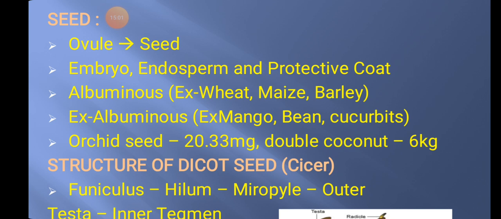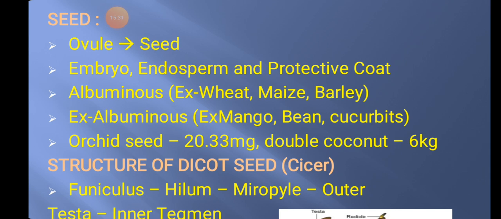Next, in the seed there is the embryo, the growing part, then the endosperm, the nutritive part, then the protective outer coat. These three things are present. If the nutritive content in the seed is more, it is an albuminous or endospermous seed. Examples: wheat, maize, barley. But sometimes the nutritive content is less or absent, that is exalbuminous or non-endospermous. Examples: mango, bean, cucurbit.